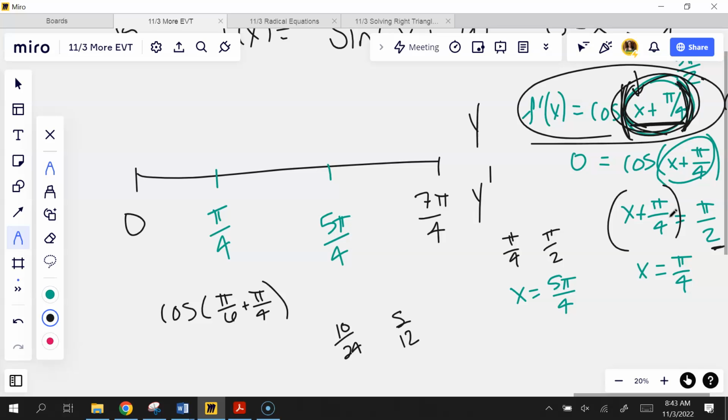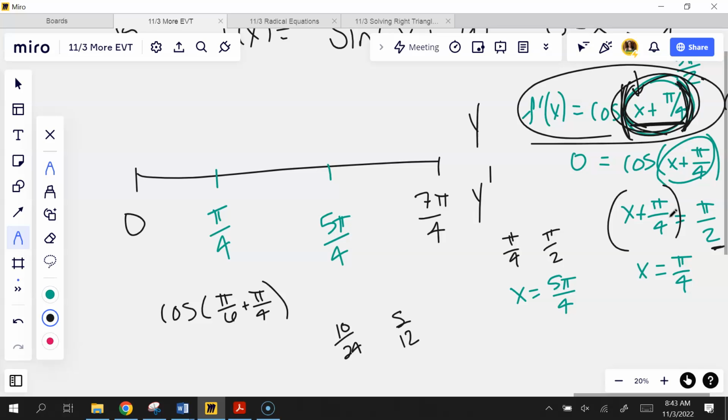Say that again. No, I don't look like that. So it's not on your unit circle.